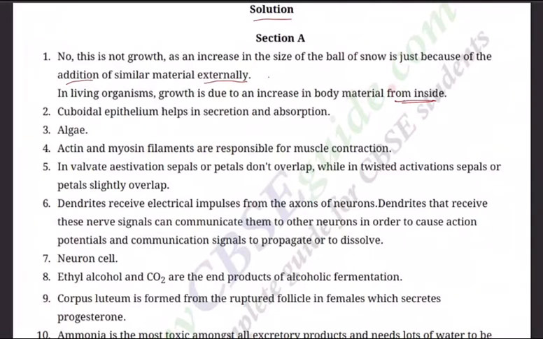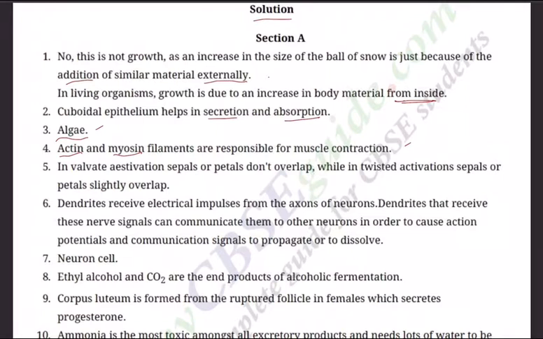Question 2. What is the function of cuboidal epithelium? Cuboidal epithelium helps in secretion and absorption. Question 3. In the ocean life, which plant is the major producer? Of course, we know in all the oceans it is algae. Question 4. Which filaments are responsible for muscle contraction? The two, actin and myosin, are responsible for muscle contraction.